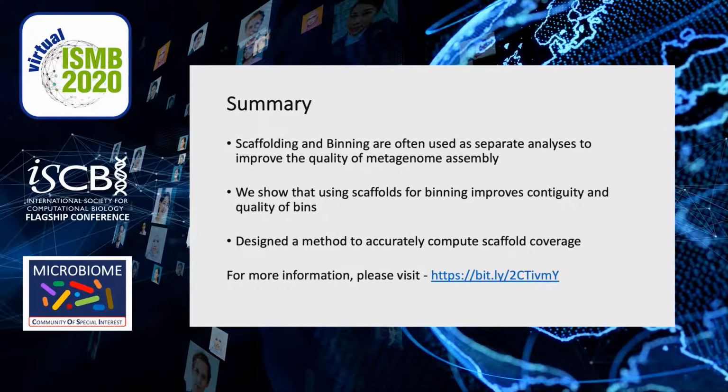In summary, scaffolding and binning have often been used as separate analyses to improve metagenomic assembly quality, but we show that using scaffolding information, specifically scaffolds from MetaCarvel that preserve strain and structural variation, can help improve the contiguity and quality of bins. This is still preliminary work, and we believe that additional algorithmic improvements can further boost this benefit.